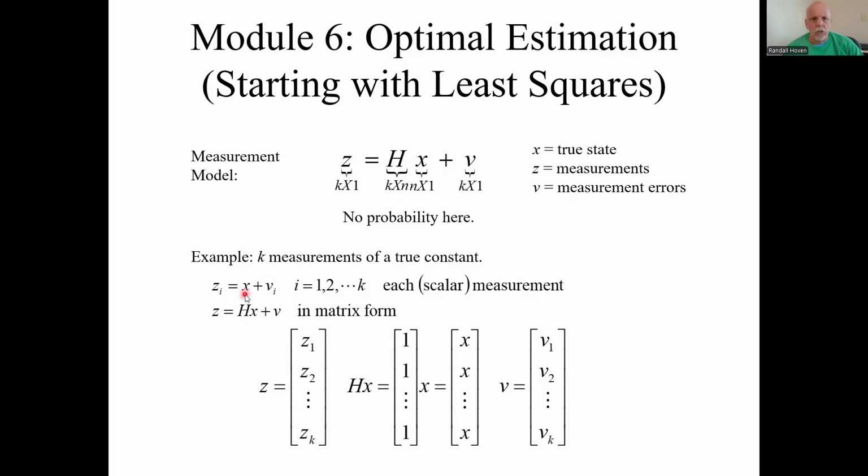Here's an example where x is just a single constant. We don't know it, but we take K measurements of it. So we actually have K equations that look like this. But in matrix form, it's going to look like this. And here's what all those terms mean. The H matrix is just this column of all ones. And you can see that just equals a bunch of x's. So this matrix equation corresponds to K of these scalar equations.